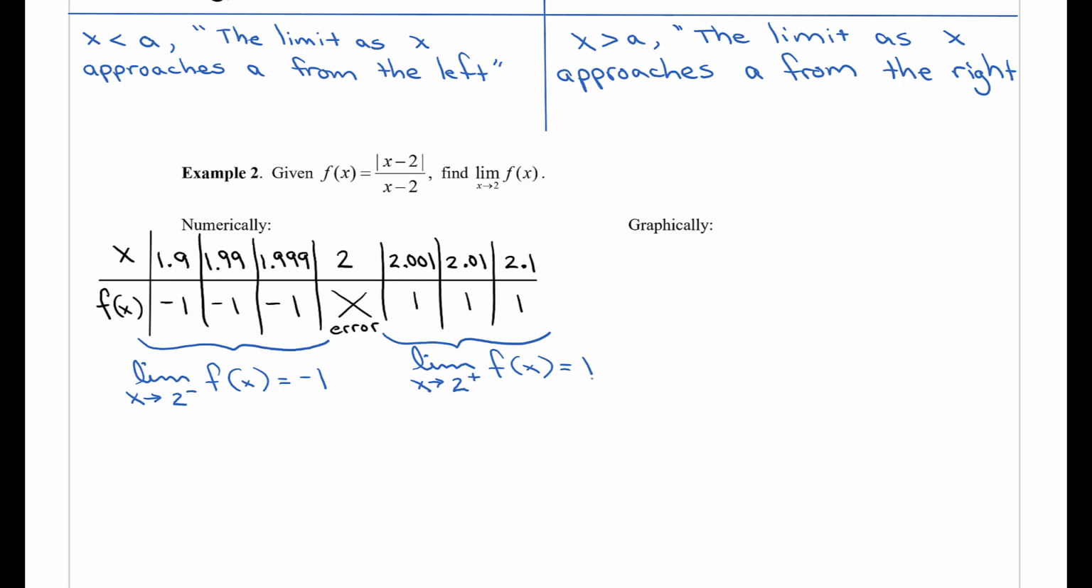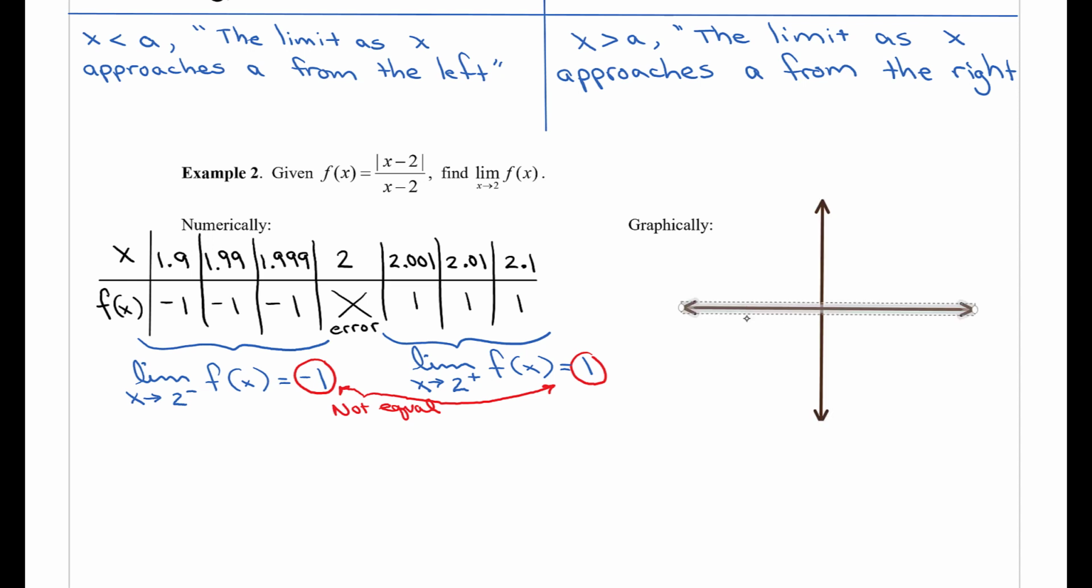equals 1. So here you can clearly see that the limits are not equal to each other, the right-handed limit and the left-handed limit. I'm going to circle in each one of those limits and draw arrows to each one, and I'm going to write down the words not equal so that we know that these two limits are not equal to each other.